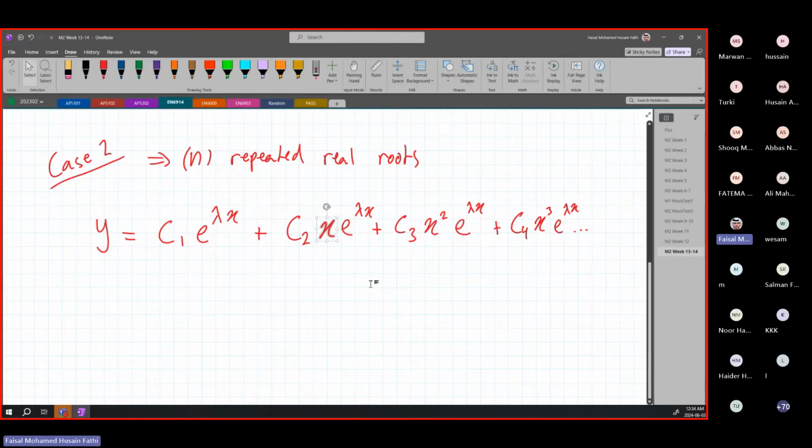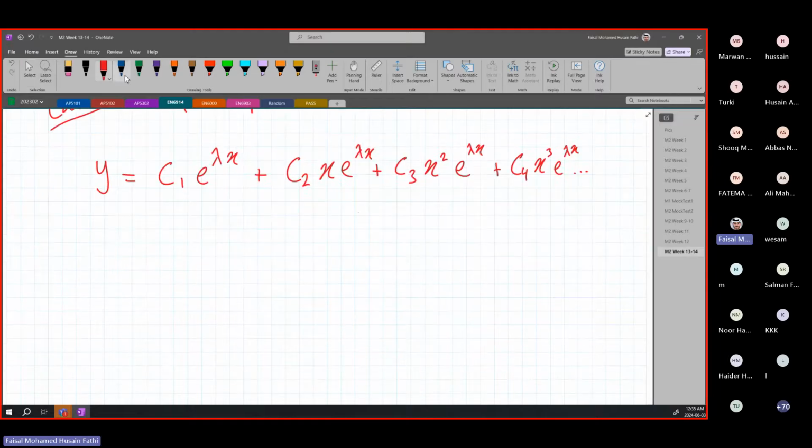It means you're going to be multiplying by x. If you have 2 repeated real roots, this is going to be your part for it. And if you have 3, it's going to be the first 3. And if all 4 of them are repeated, you're going to have all these 4 as your solution. This is what is meant by repeated real roots.